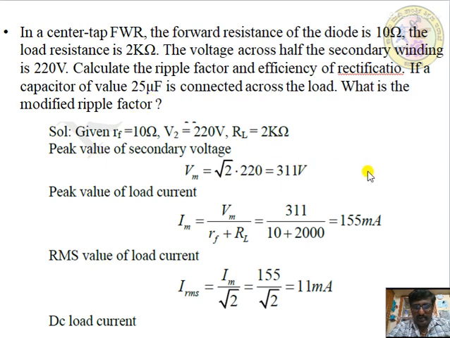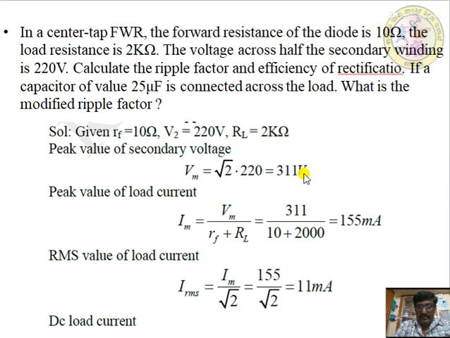So the peak value of the secondary voltage Vm is equal to root 2 into V2. So we get root 2 into 220. If you calculate, we will get 311 volts. Peak value of load current Im is equal to Vm divided by Rf plus RL.